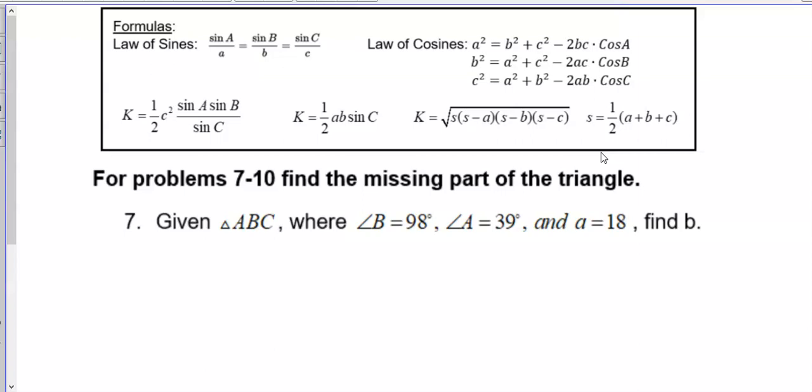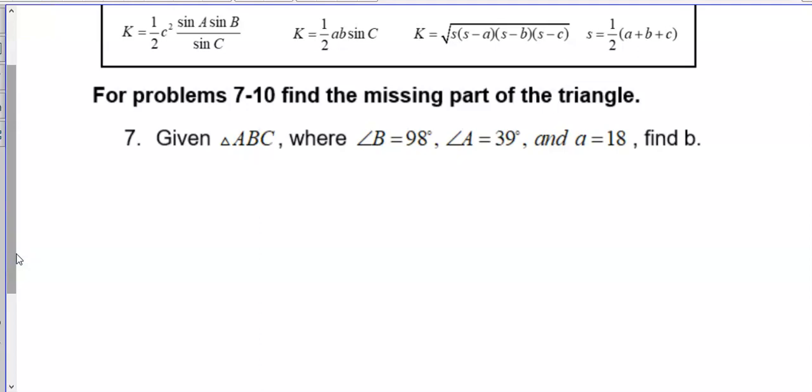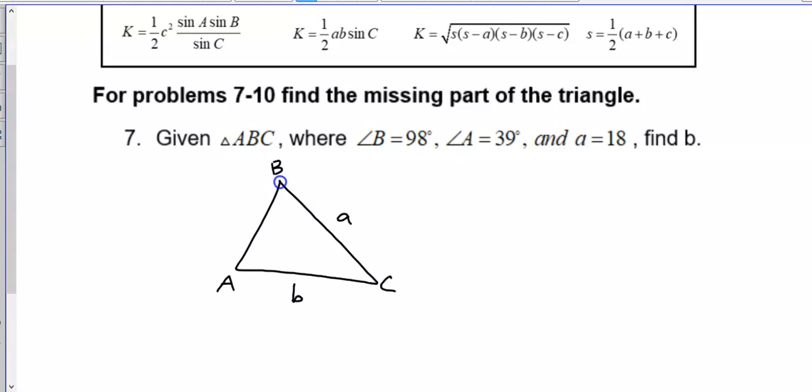When I do these problems, I always start by drawing a triangle. It does not have to be perfect. Any triangle will do. And we'll give it some angles, A, B, and C. And then remember the sides kind of correspond to the angles. Each side is across from its angle. So little a is across from big A, little b is across from big B, and little c is across from big C.